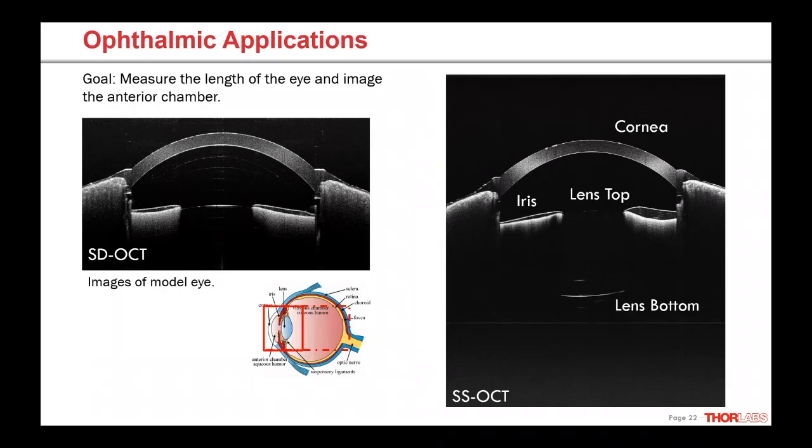Now I want to look at another ophthalmic application, and again, we're looking at the same model eye, so it's not a real human eye. This time we look at the anterior chamber, and it's tilted by 90 degrees again. Let's look at this swept source OCT image over here. We have the cornea up here, the iris here and here, the top of the lens here, and the bottom of the lens here.